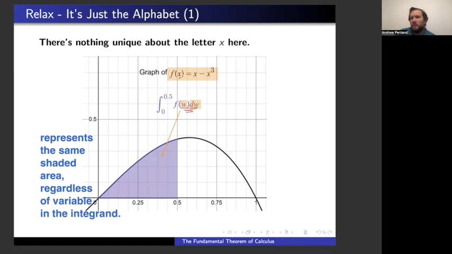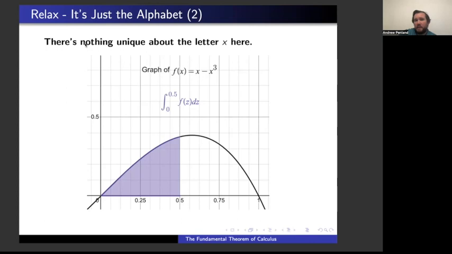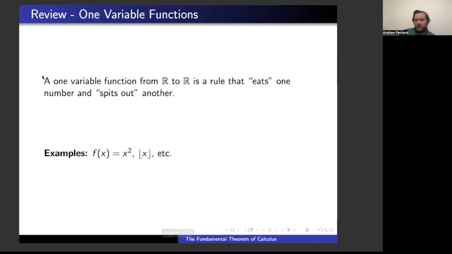In particular, it does not have to match the same letter that you use for the formula. However, the names of the functions do need to match. So if this is f, I can't just start talking about q here. This has to be f also. I could have used z if I like z. It doesn't matter what this letter is. It can represent the same thing as long as this letter is consistent between the function and what you're integrating. I hope that's clear.